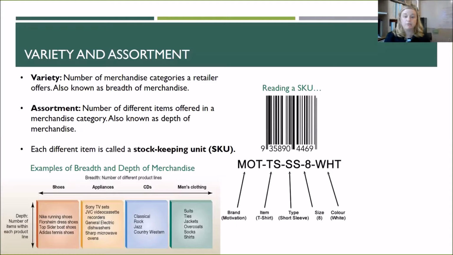So it can be very, very complex. So an example would be a blue long sleeve button down collar Ralph Lauren shirt that's size medium. That would need its own SKU.